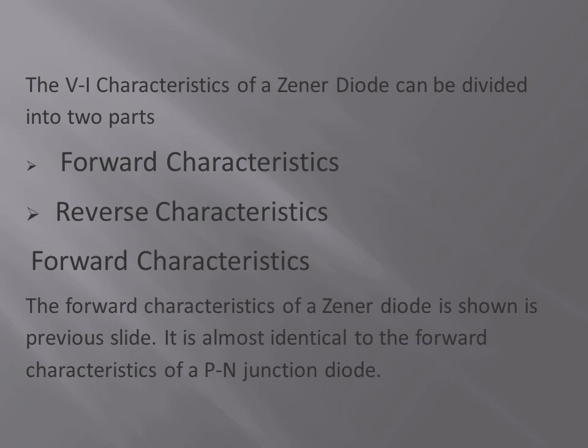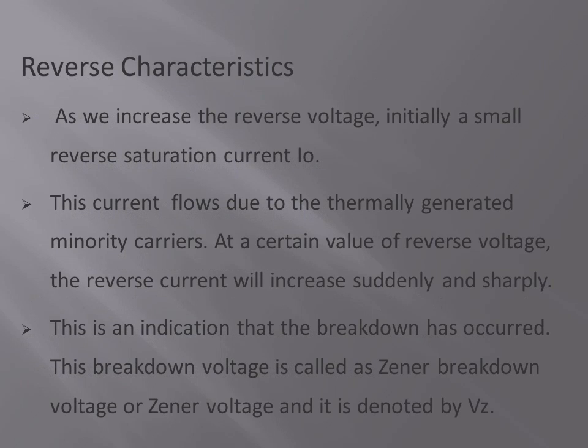As I already discussed, as we increase the reverse voltage, there is a small reverse saturation current I0, and this is due to the minority charge carriers as a result of thermal agitation. At a certain value, the knee point, the reverse voltage suddenly drops and it is very sharp. This is the indication that the breakdown has occurred, and by definition we know that it is a Zener breakdown, and usually we denote it by VZ.